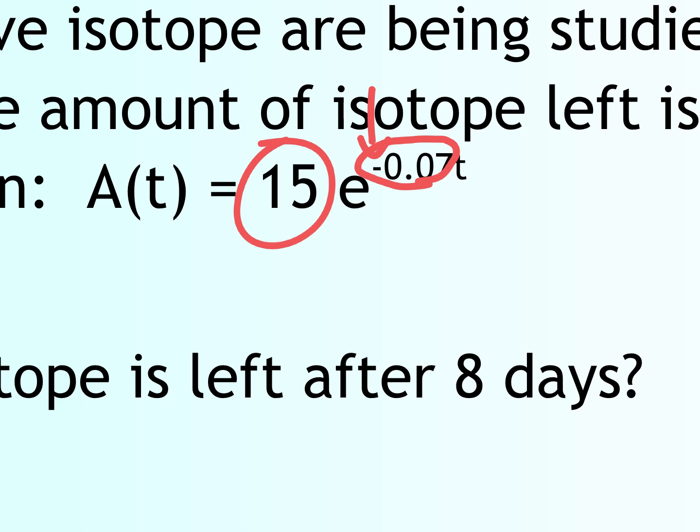Does it have to be half-life? No. No. This is some sort of a decay, but it's e to the negative 0.07. That's your decay right there. And then what's t? Turnips, right? Time. Okay, good.